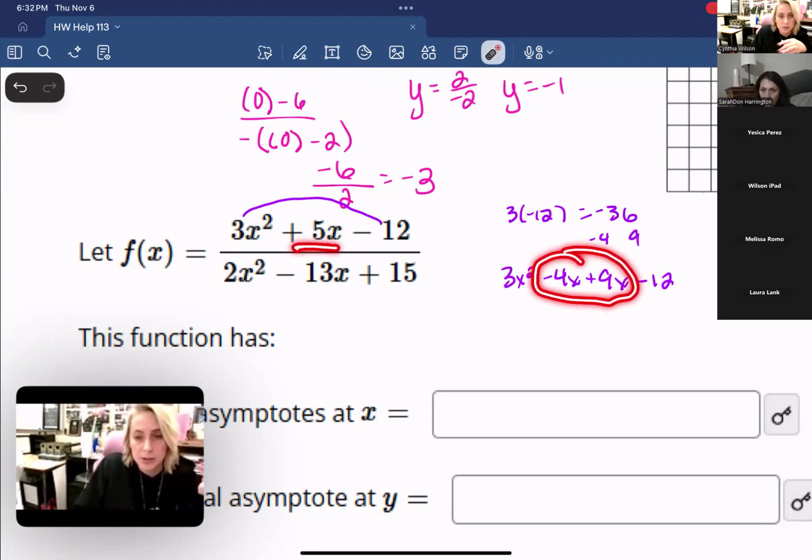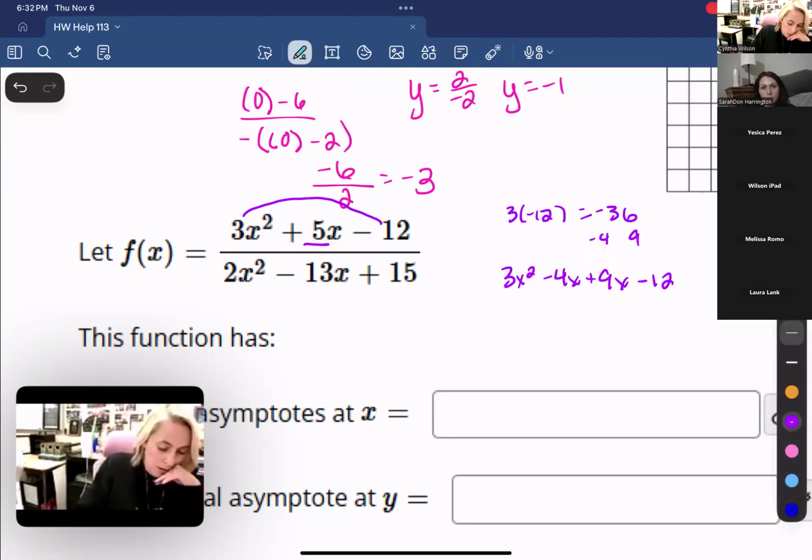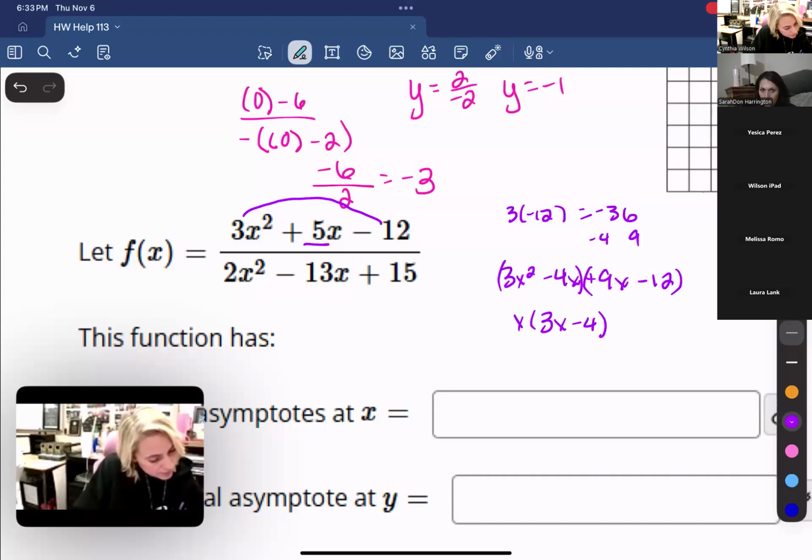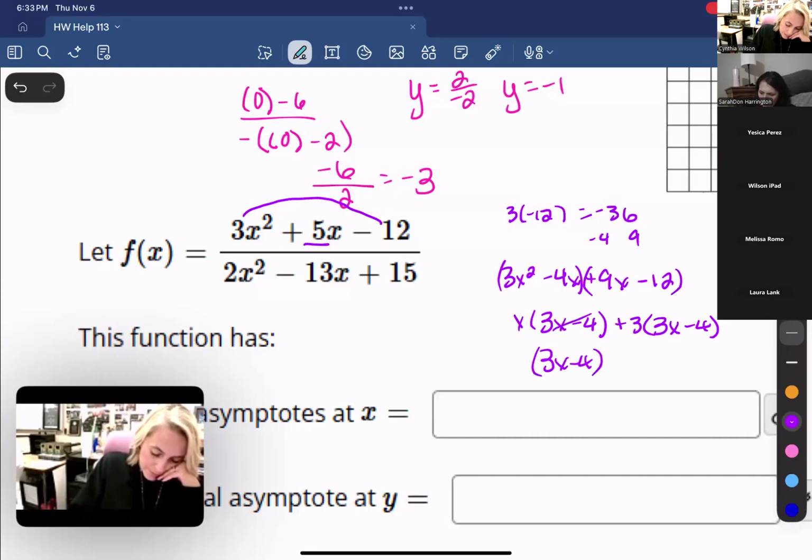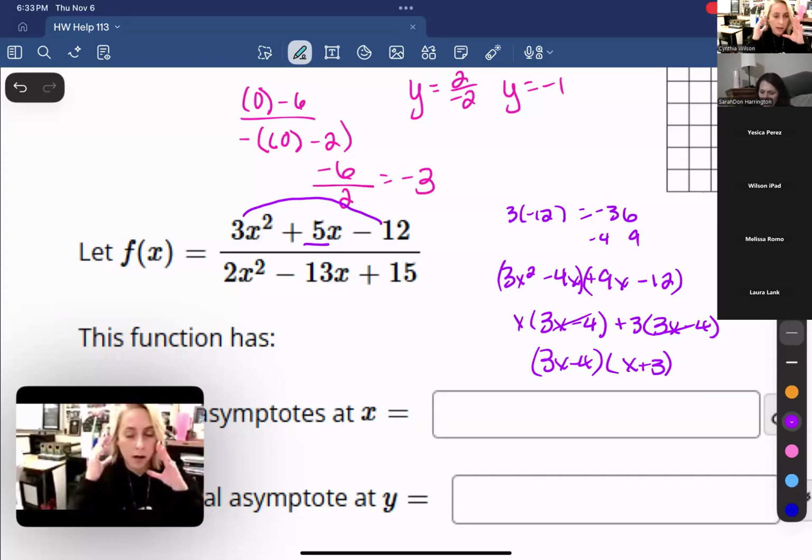Negative 4 plus 9 is still 5. This is still the same equation. I've just broken it up. You group the first two and the last two. GCF of the first group is x. And then GCF in the second group is 3. So I've got a 3x minus 4 and an x plus 3. But like I said, if you use the x method or slide and divide or guess and check, I have no preference as long as you get the factors, okay?